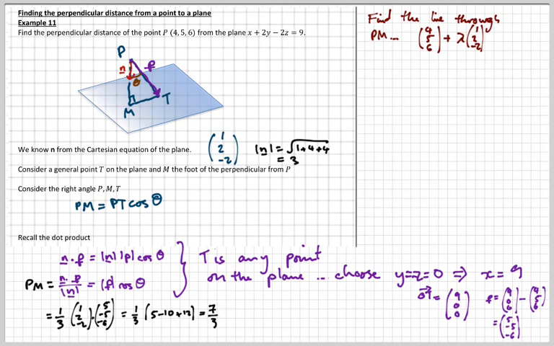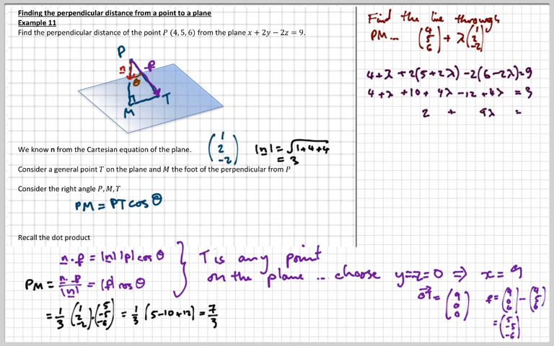So to find the line through PM, we get to P, so O to P, which is 4, 5, 6, plus we're going to go in the direction of the normal 1, 2, minus 2. And then from here, what we have to do is find the value of the intersection between this line, the line through PM, and the plane. So we substitute it in. We know the equation of the plane, x plus 2y minus 2z. So we substitute the x value, the y value, and the z value into the equation of the plane, which gives us this. And here we'll find a value for lambda.